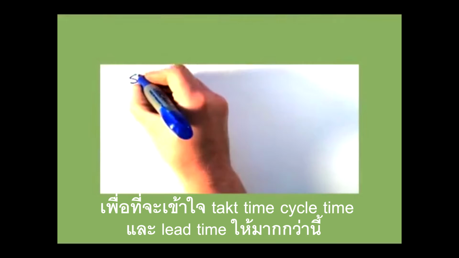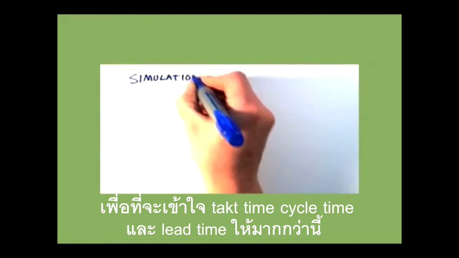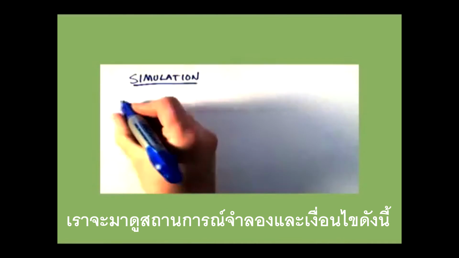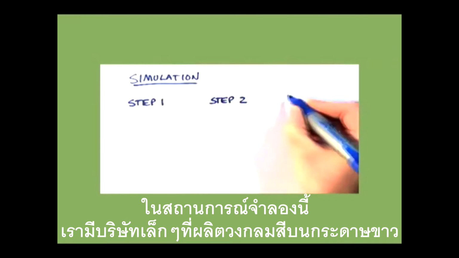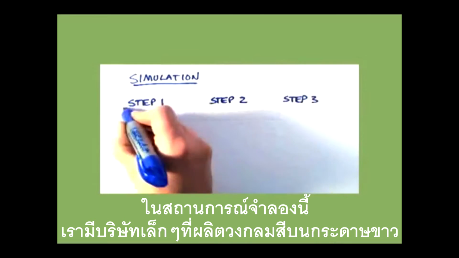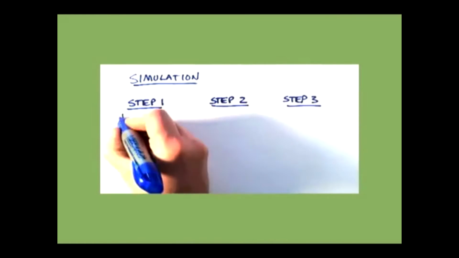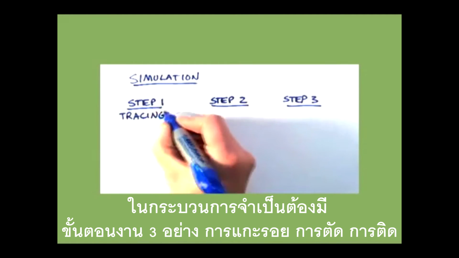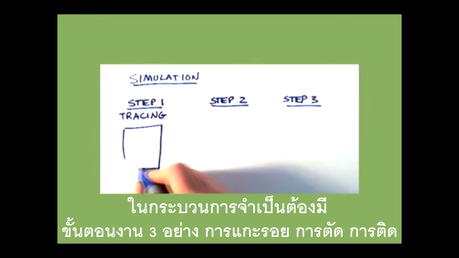To understand takt time, cycle time, and lead time further, let's look at a scenario and apply the terms as we go. In this scenario, we have a small company that produces colored circles on white paper. The operation requires 3 work steps: tracing, cutting, and adhering.